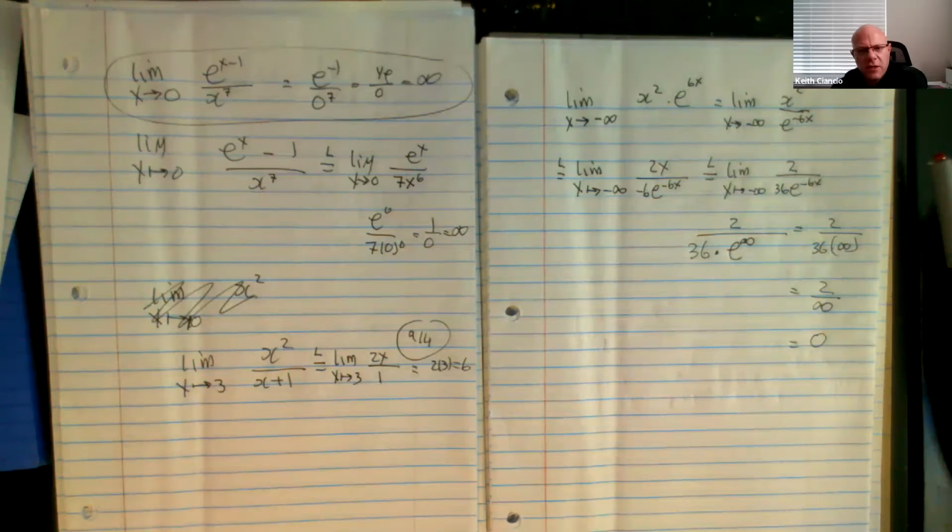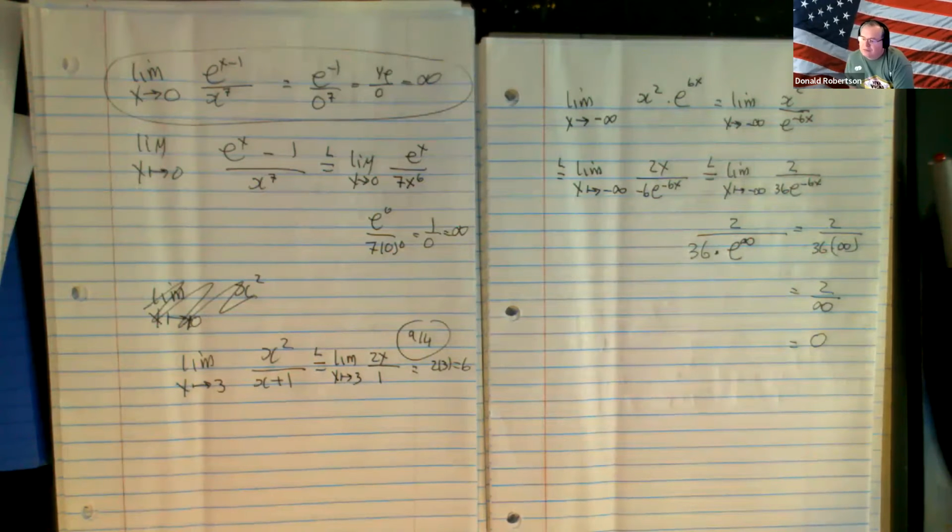So then any number over infinity is always 0, and 1 over 0 is always infinity. Yes. As long as they're positive, yes.